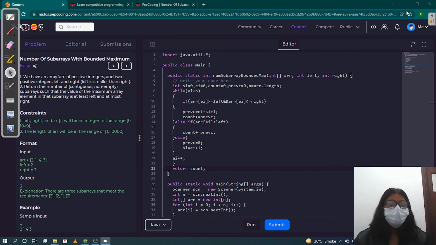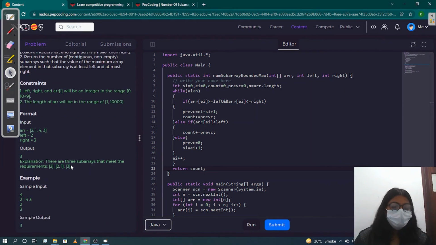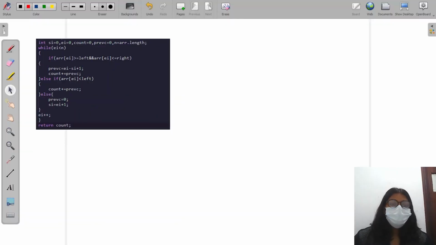Okay, so my sample input array is 2, 1, 4, 3, and my low and high are 2 and 3. Okay, left and right are 2 and 3, and my array is 2, 1, 4, 3. L is equal to 2, R is equal to 3. So initially my SI and EI both are here. It checks if my ARR of EI is in range. Yes, 2 is in range.